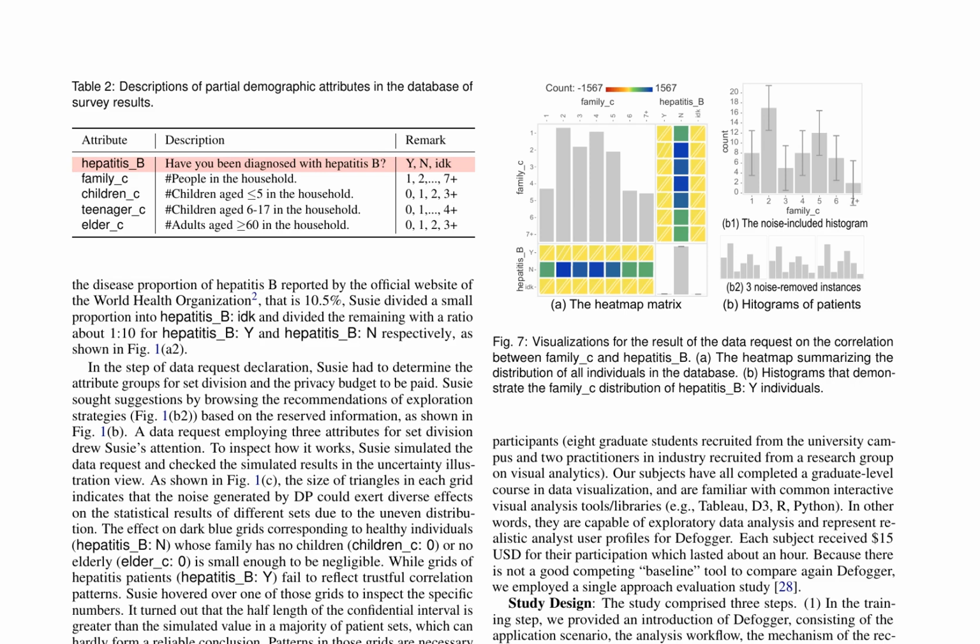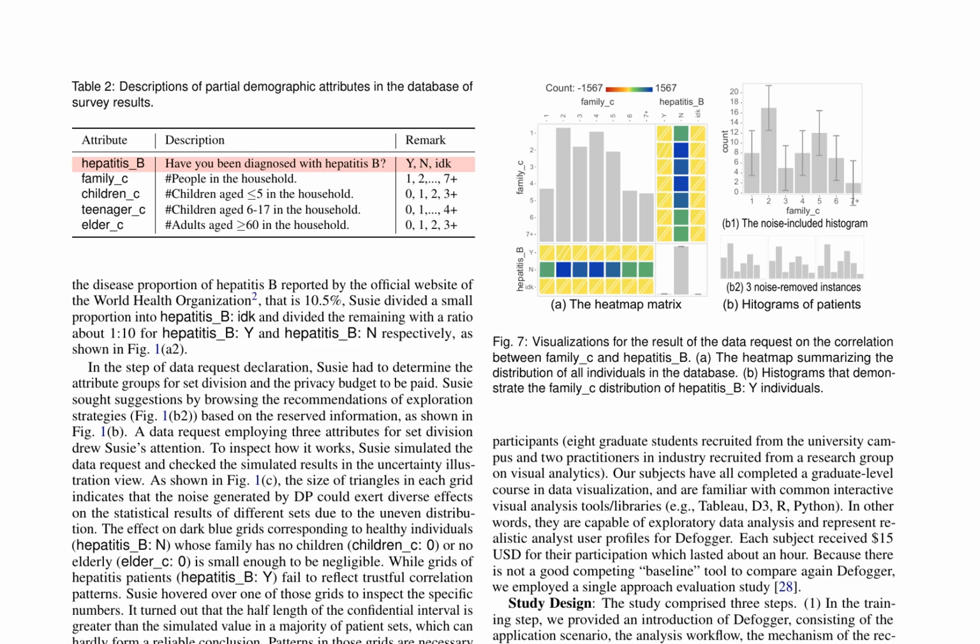The Defogger system employs DP to ensure the privacy of the data, generating noise that makes it challenging to identify trustworthy correlation patterns. Susie uses the system's recommendations to determine the attribute groups for set division and the privacy budget. She then simulates the data request and checks the results, finding that the noise generated by DP affects the statistical results of different sets unevenly. The uncertainty illustration view shows that the size of the triangles in each grid indicates the effect of noise on the statistical results.